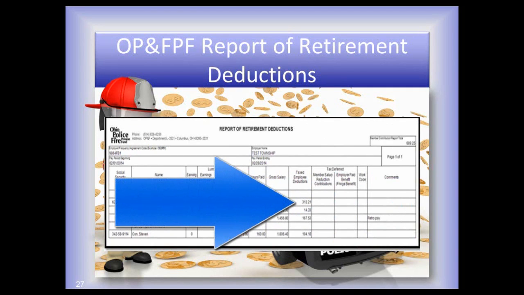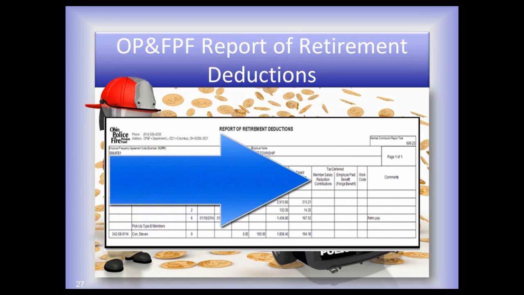Deduction amount. There are 3 columns to use on the report for the deducted employee contribution amount. The first is member tax deduction, or regular. If the employee contribution is deducted after taxes are calculated, the contribution amount is entered in this column. The second is member salary reduction. If the employee contribution is deducted before taxes are calculated, the contribution amount is entered in this column. To report a tax-deferred contribution, a valid pickup resolution must be on file with OP&FPF, and it must match the payroll report. The third type of deduction amount is fringe benefit employer paid. If the entity picks up or pays all or a portion of the employee's share of the retirement deduction, the contribution amount is entered in this column.